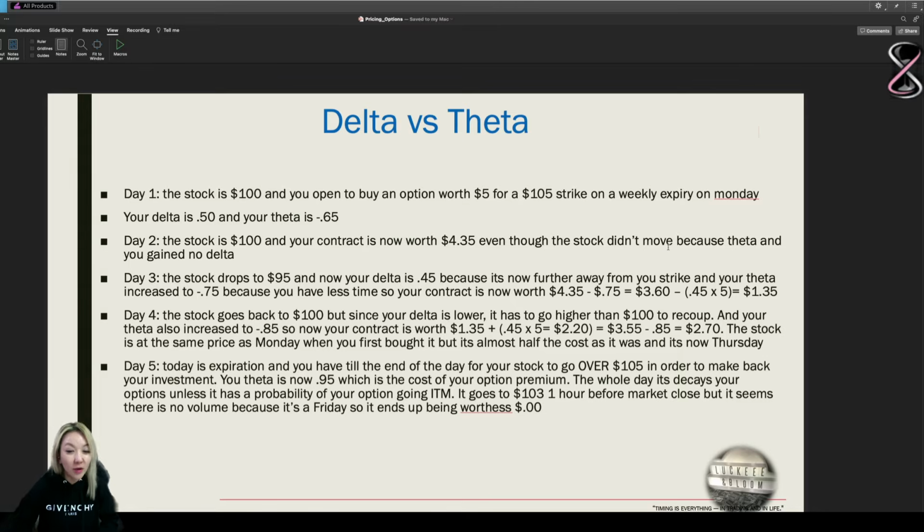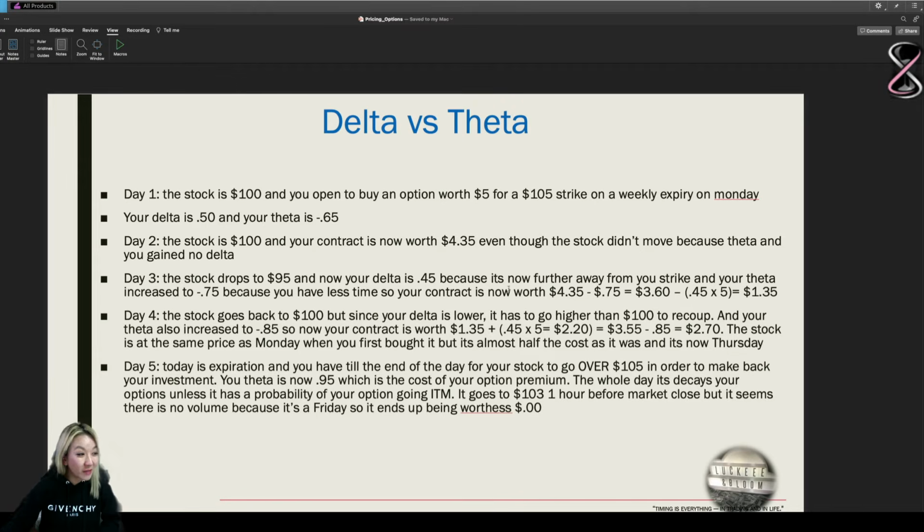One day passes, your option loses whatever the theta was. Now, another day passes, so theta becomes higher and higher as the days go by. So day 3, your stock drops $5. And what is it now? Because it dropped 5 points, your delta is now 0.45, and it's further away from your strike, so it becomes smaller. But not only that, your theta increases to 0.75 because you have less time, right? Wednesday, by the way, is the worst time decay on all the options.